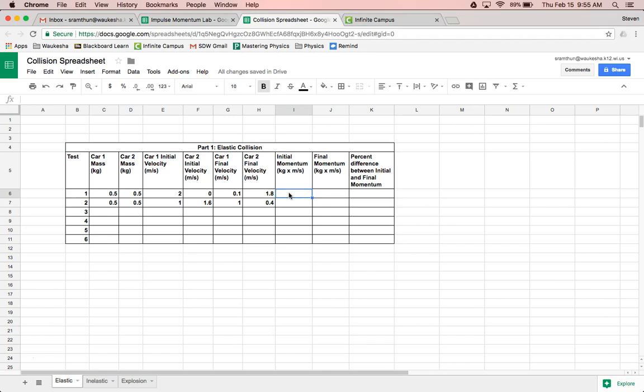So we need the initial momentum. I need to compare how close the initial is to the final. They should be really close. So here's where we're going to do math.